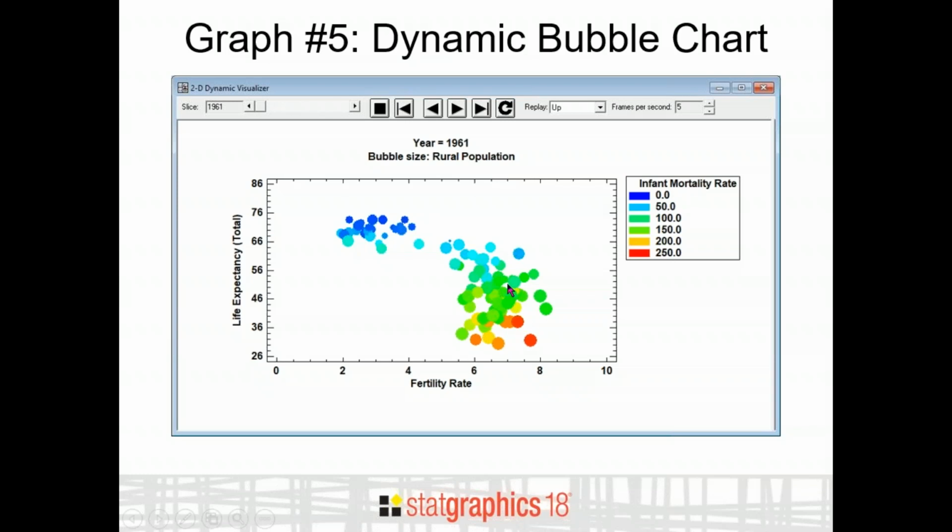In this group of countries, which was the rest of the world, you can see considerably shorter life expectancy. Life expectancies ranging anywhere from 30 years up to about 65 years. Average number of children per woman, somewhere between 6 and 8 children per woman. Definitely some higher levels of infant mortality. You see reds and oranges that you don't see in the other group. And by and large, the bubbles are larger because larger percentages of the population of those countries live in rural areas.